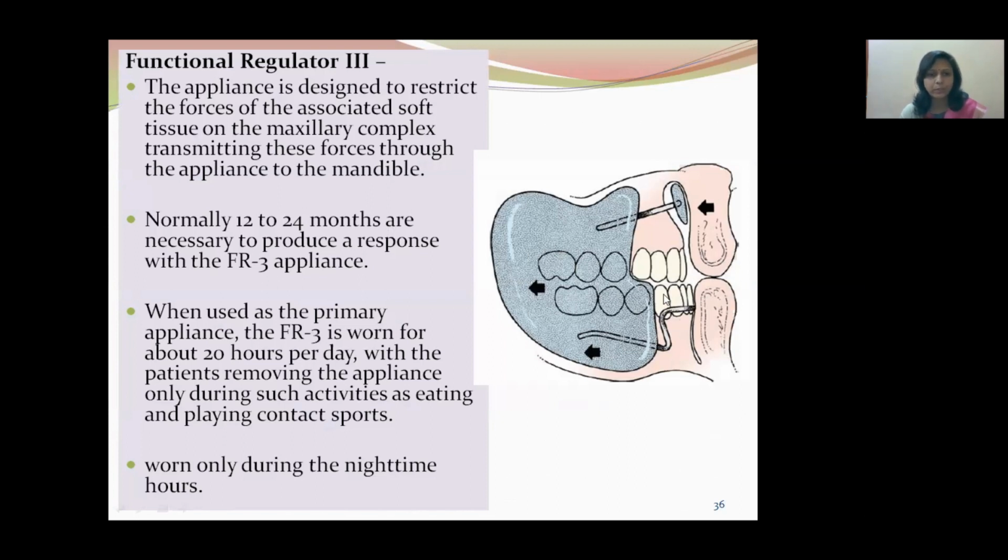Normally, 12 to 24 months are necessary to produce a response with the FR appliance. When used as a primary appliance, the FR3 is worn for about 20 hours a day, with the patient removing the appliance only during activities like eating and playing contact sports.